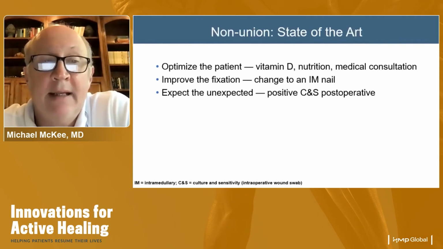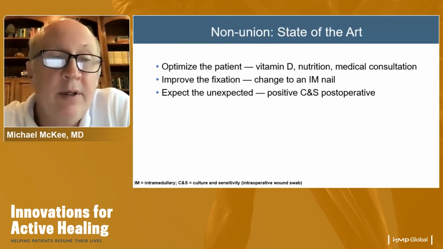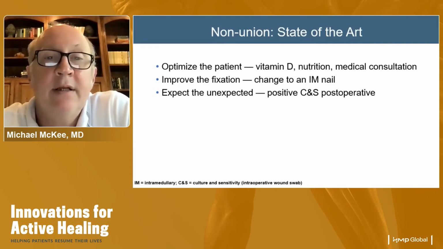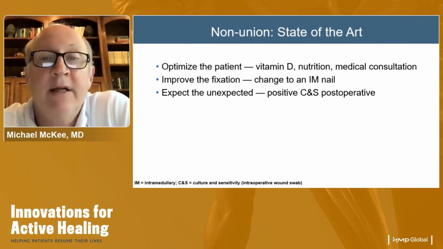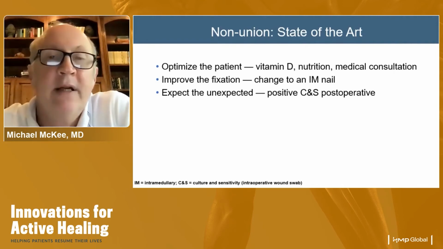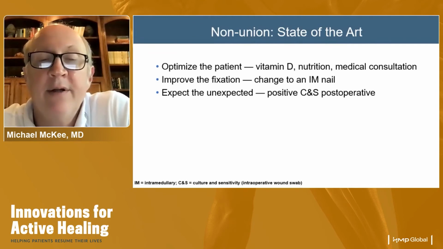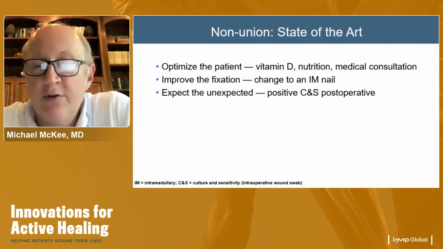She had, again, a vitamin D issue, which is common in northern climates with decreased sunshine, especially in the winter. She had vitamin D supplementation. She had a nutritional and medical consultation so that her medical conditions were optimized. We did improve the fixation. We planned to take this out and change to an IMNL, which in general is a better fixation device. And we also were prepared if we found something unexpected at the time of the surgery, a positive culture. We were prepared to deal with that.